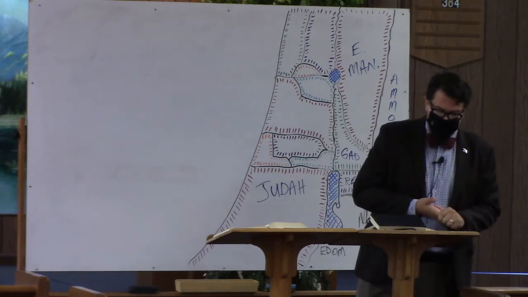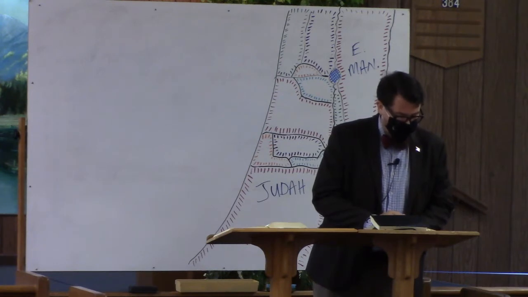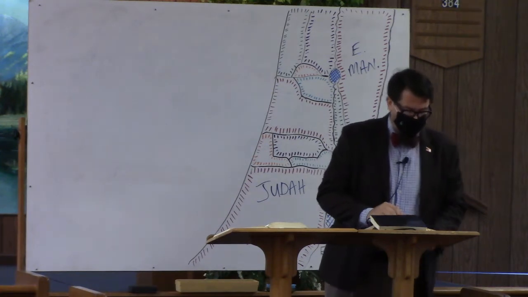The allotment of the people of Joseph went from the Jordan by Jericho, east of the waters of Jericho, into the wilderness, going up from Jericho into the hill country to Bethel.